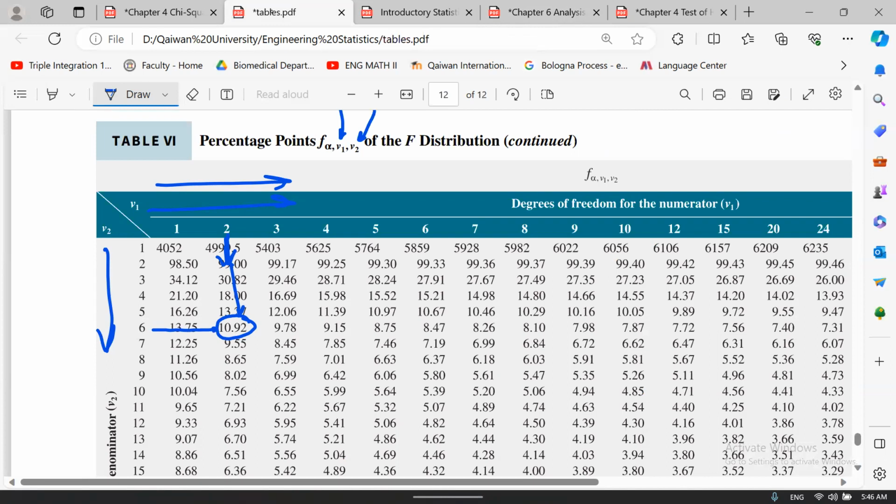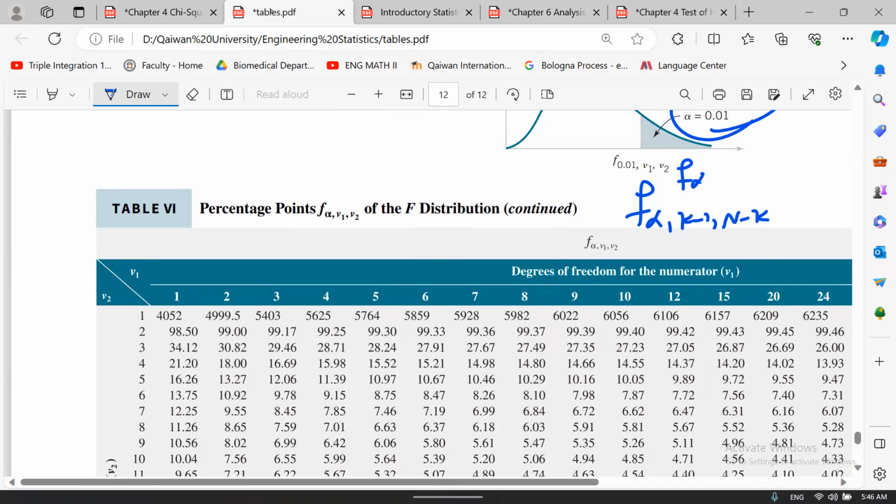What if someone writes it down in a different order? Here we have F of alpha, k minus 1, n minus k. If someone writes down F of alpha, n minus k and k minus 1, it's not true. You get a wrong answer.